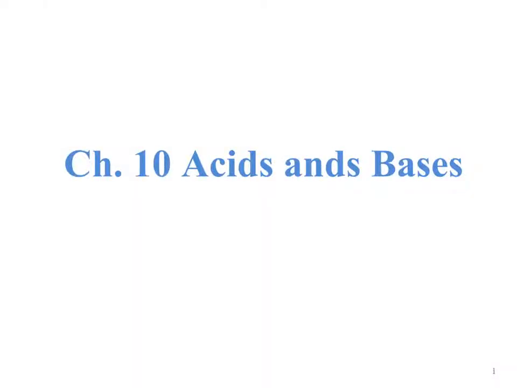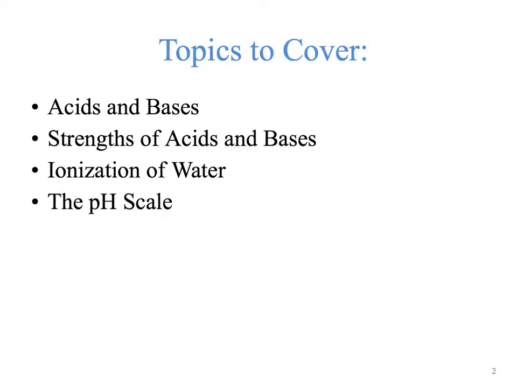The last chapter of Chem 101 is about acids and bases. We'll discuss acids and bases, the strength of them, ionization of water, and the pH scale.